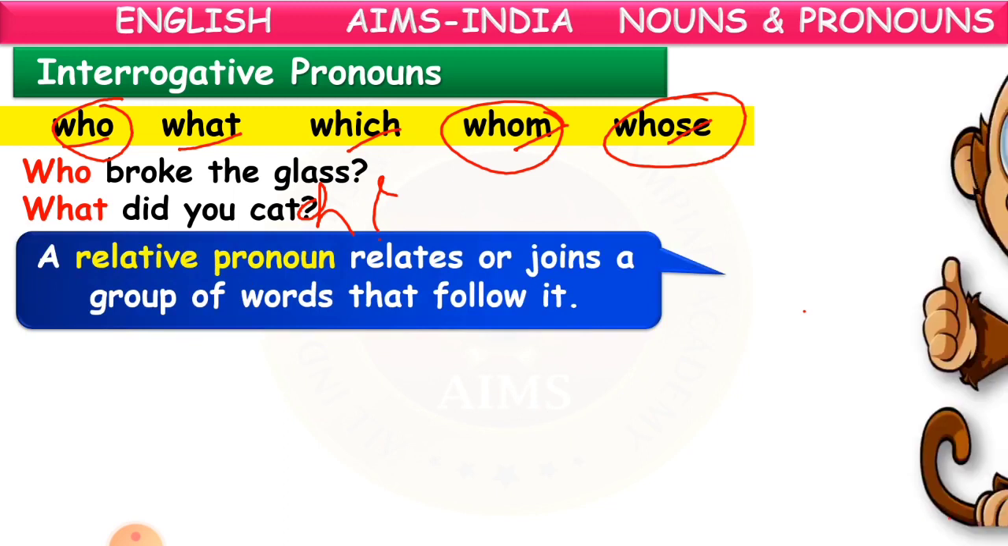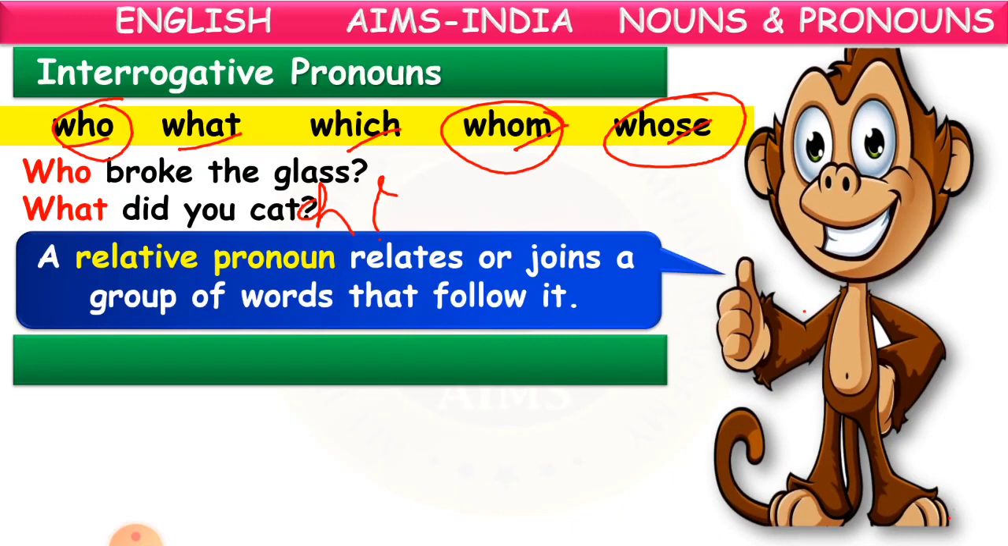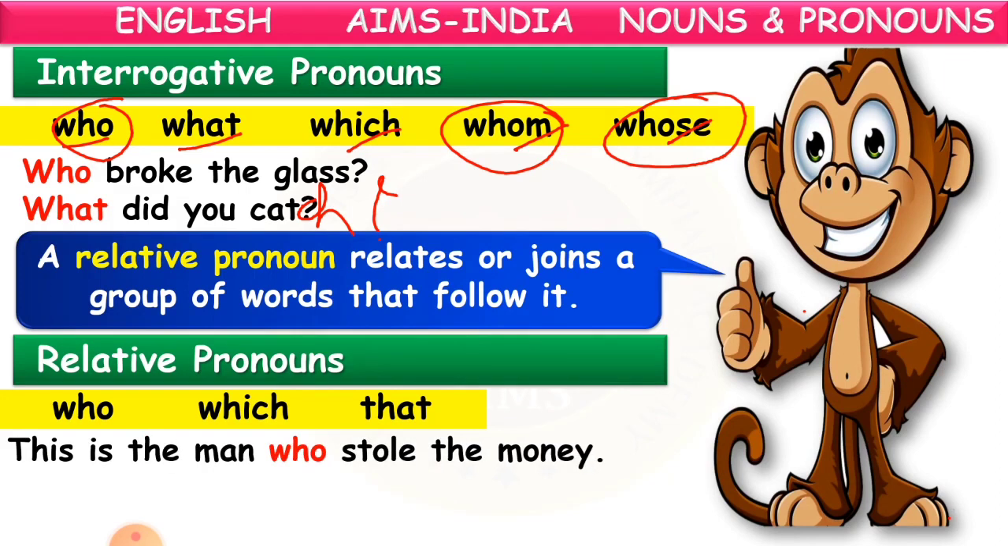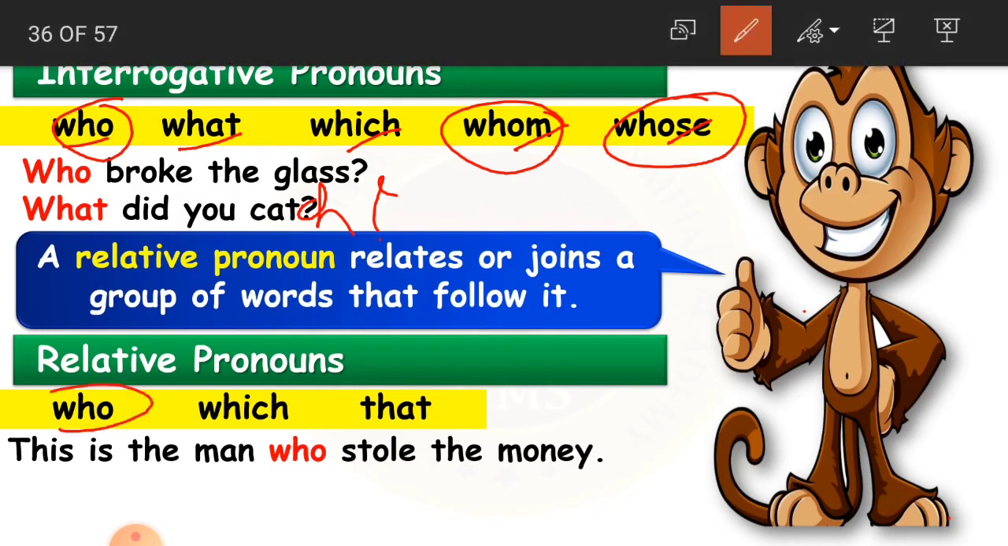And again, what is a relative pronoun? It is relating or joining a group of words. For example, here you have who, which and that. Yesterday we learnt that. Who: this is the man who stole the money. In the sense, who refers to the man here, that is, a person.